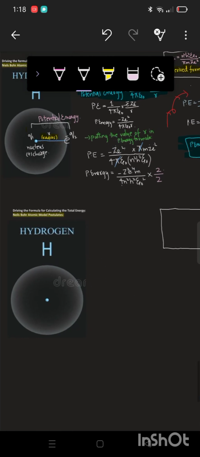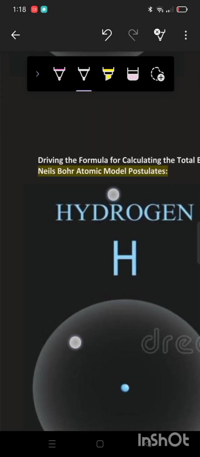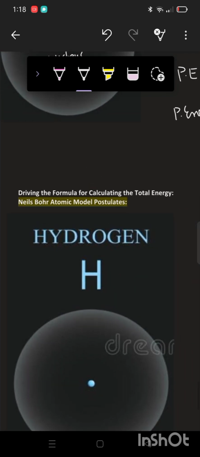Okay, so as in the last video we derived the formula for calculating the energy of the orbit, and that was the potential energy, right? Last video we discussed the kinetic energy, and the video before that we discussed the potential energy. In today's video we are going to calculate the total energy of the electron, right? We're going to derive the formula for calculating the total energy.